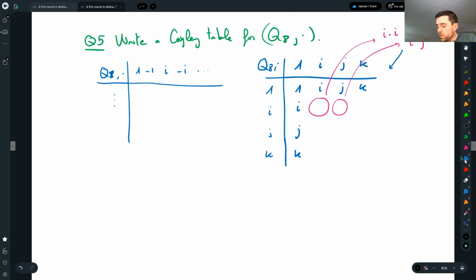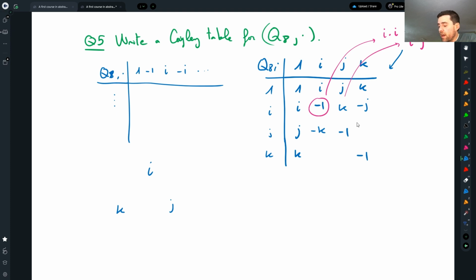So i times i is minus 1, j times j is minus 1, and k times k is minus 1, so there are going to be minus 1s in the diagonal. i times j, that I know is k, and i times k, I'm going to need my cheat sheet. What happens if I do i times k? I'm going backwards, so I have to get minus j. j times i, I'm going backwards, so I get minus k.